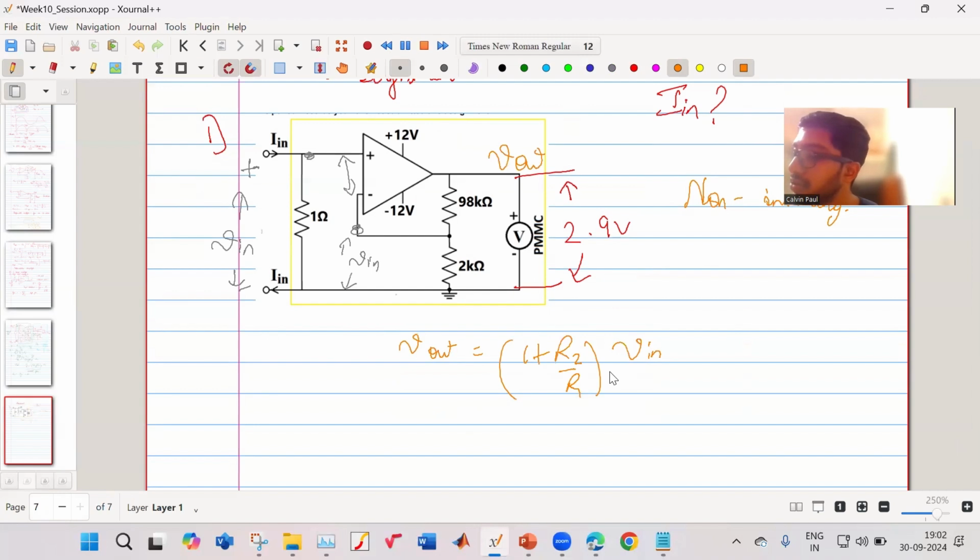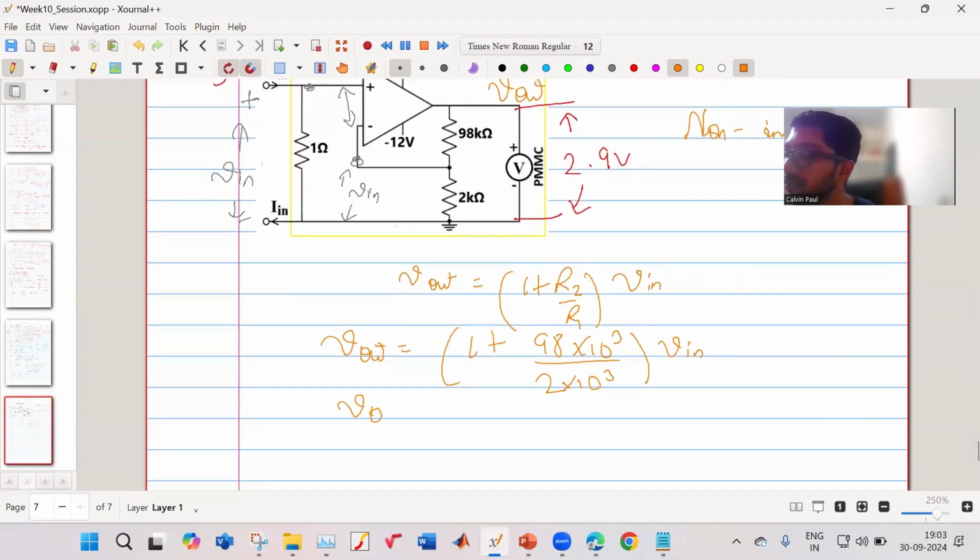Okay, so what is your R2 in this case? 98 kilo. Your R2 is 98 kilo ohm. What is your R1? 2 kilo ohm, sir. 2 kilo ohm. Right? So what is your V out in terms of V in?